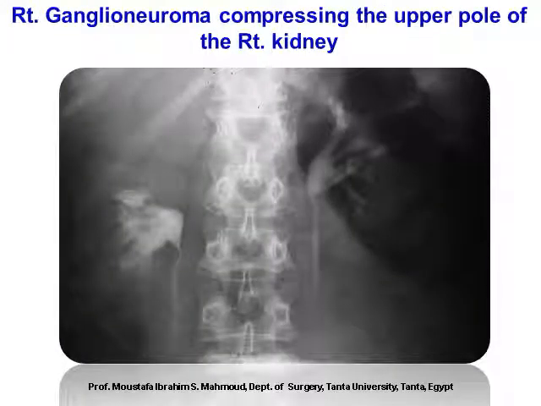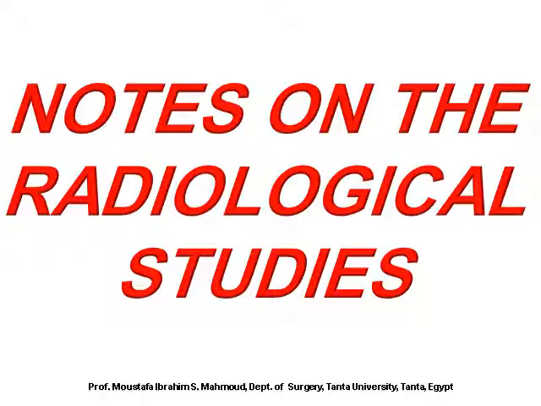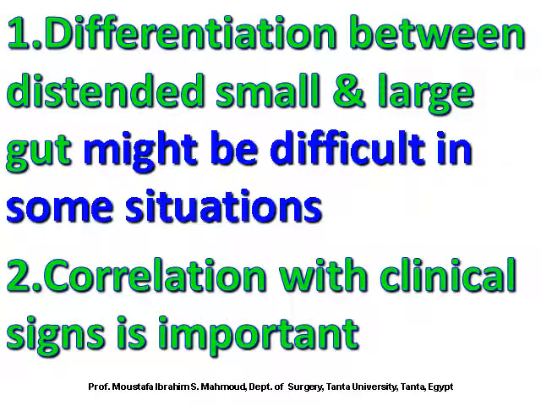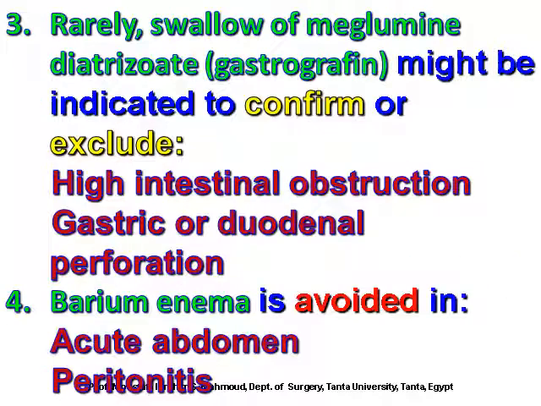Right ganglioneuroma compressing the upper pole of the right kidney. Notes on the radiological studies. Differentiation between the distended small and large gut might be difficult in some situations. Correlation with the clinical signs is important.